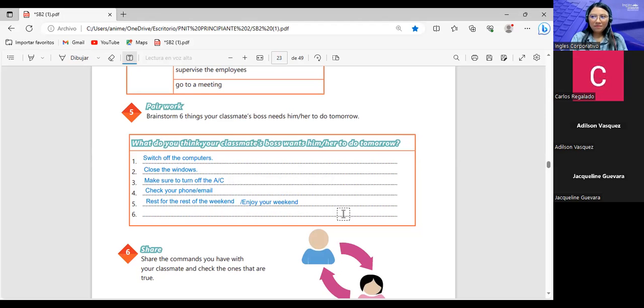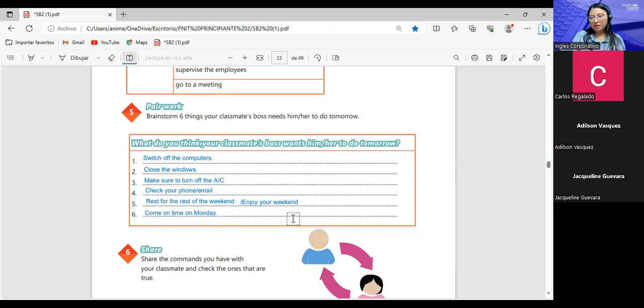No sé si, ¿cómo se dice en inglés? How do you say it in English? Which one? Venga temprano el lunes. Okay. Come on time. On Monday. Hey, come on time on Monday.